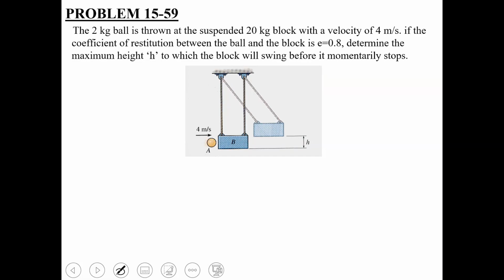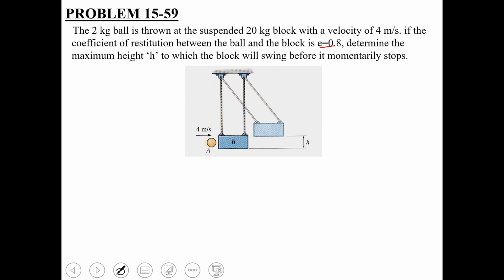Now, in this problem, which is problem 15-59, you have a particle, this ball A, having a mass of 2 kg, and it is thrown towards this block B with a horizontal velocity of 4 meters per second. The coefficient of restitution between these two particles is given as 0.8. You need to determine the maximum height h to which this block will swing before it momentarily stops.